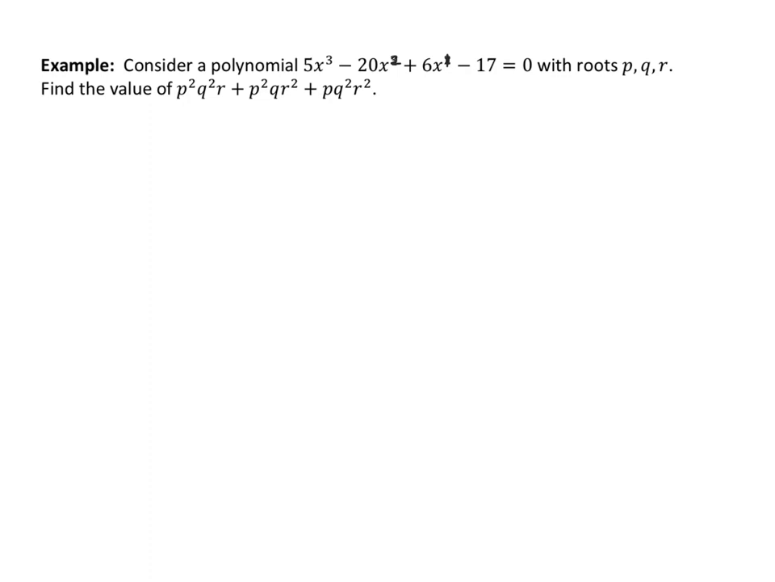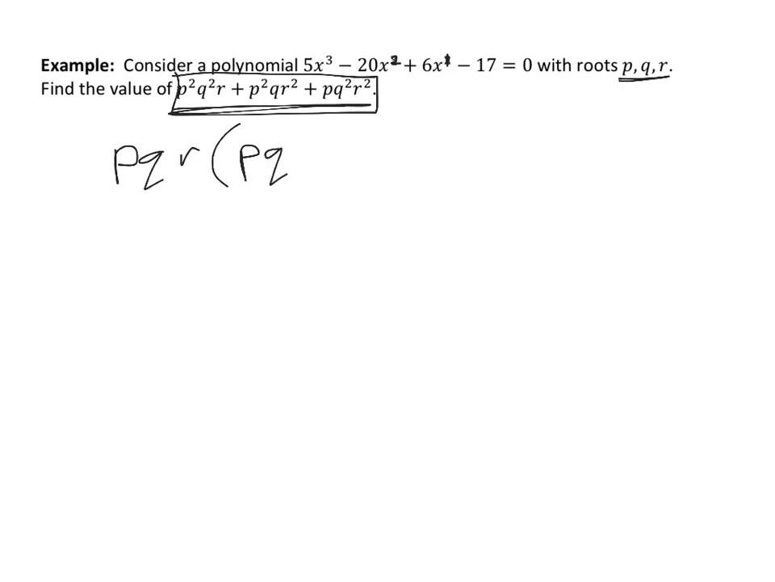Consider a polynomial 5x cubed minus 20x squared plus 6x minus 17 equals 0 with the roots p, q, and r. And they want us to find the value of this thing. So if you're feeling up to it, pause the video and try this one. If you want me to walk you through it, we'll take a look at it now. Just like we did in one of the previous examples, you may notice that there's a common factor here. I can factor p, q, r out of all of them. When I factor out p, q, r, I'm left with pq plus pr plus qr.